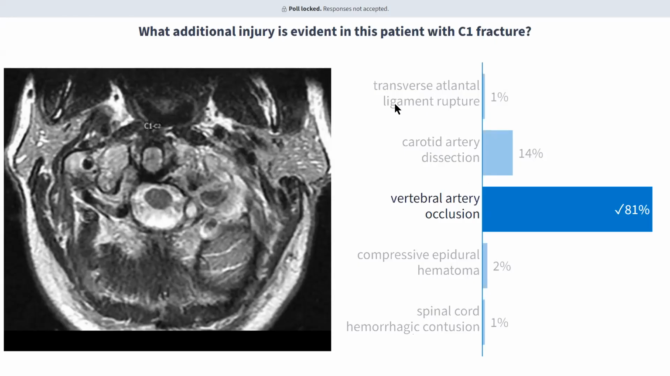All these other distractors are things you would look for on a trauma C-spine scan, but not present on this image. So carotid artery dissection. So here are the flow voids of the carotid arteries, and they are still intact.